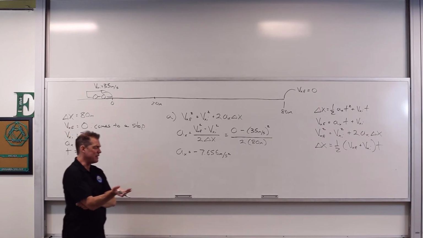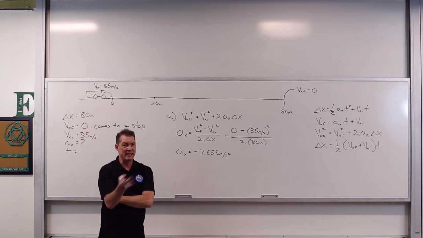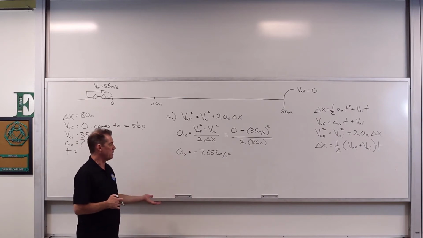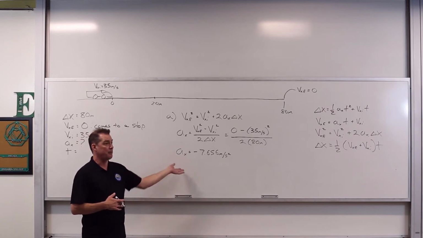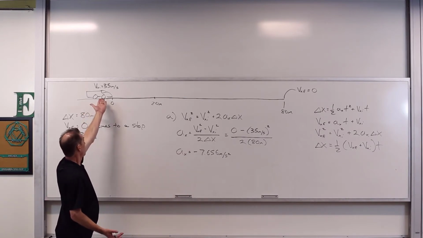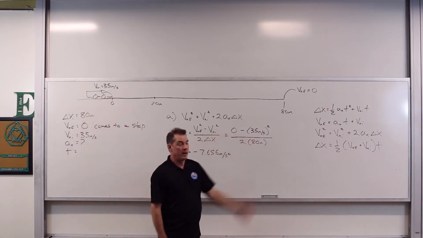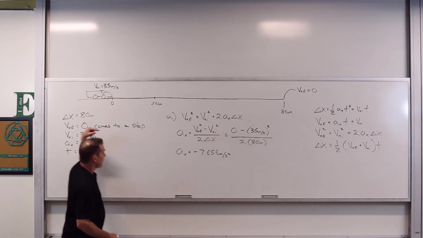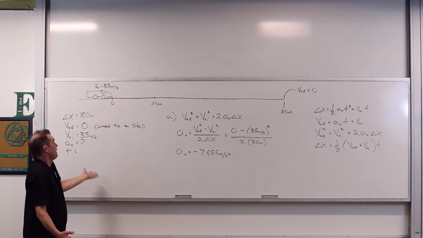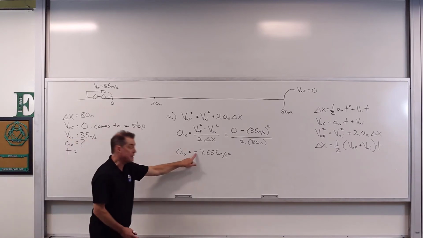Well, the negative sign means that the object is decreasing its speed because the object's moving in the positive x direction. If the acceleration is in the opposite direction, the object's slowing down, which makes sense because it's going from 35 meters per second to 0. If it was a positive acceleration and we said that that is the positive x direction, that would be increasing its speed. It couldn't come to a stop. So this minus sign is important.